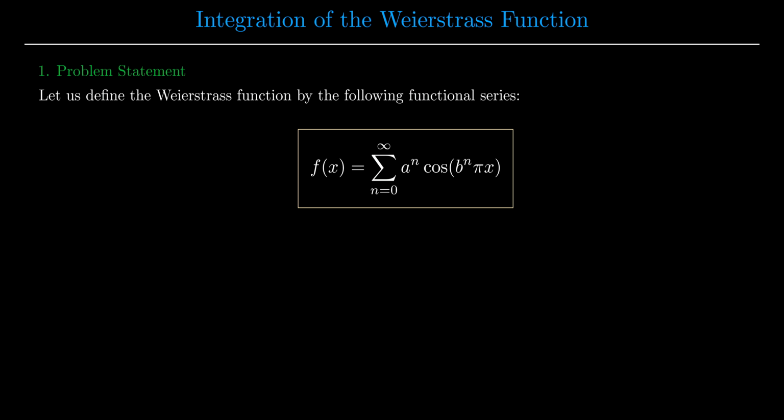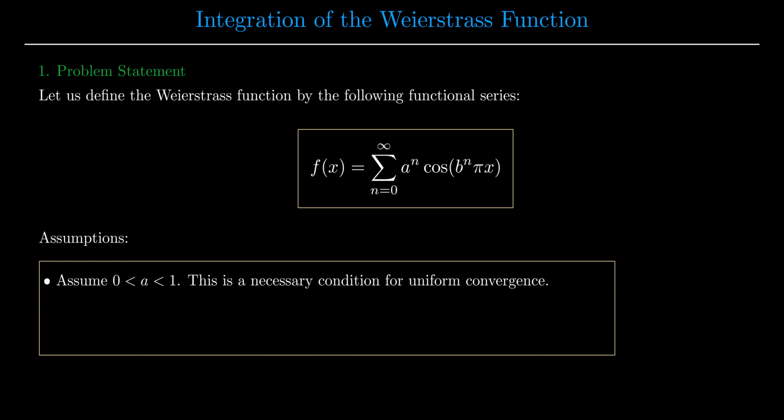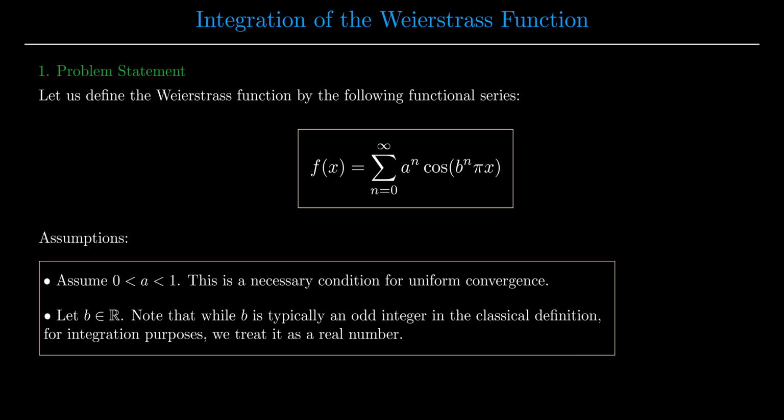We must make two important assumptions. First, we assume a is strictly between 0 and 1. This is a necessary condition for uniform convergence. Second, while b is often an odd integer in the classical definition, for the purpose of integration, we treat it as a real number.